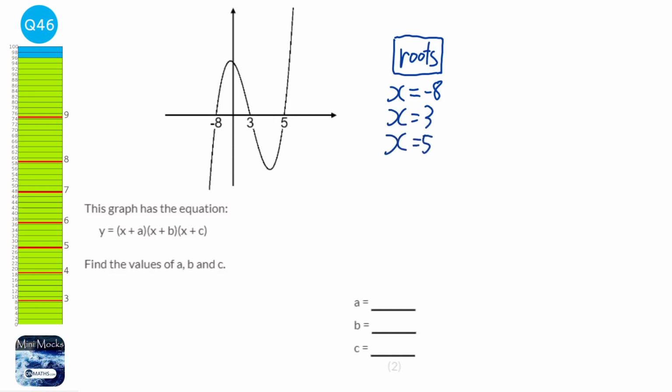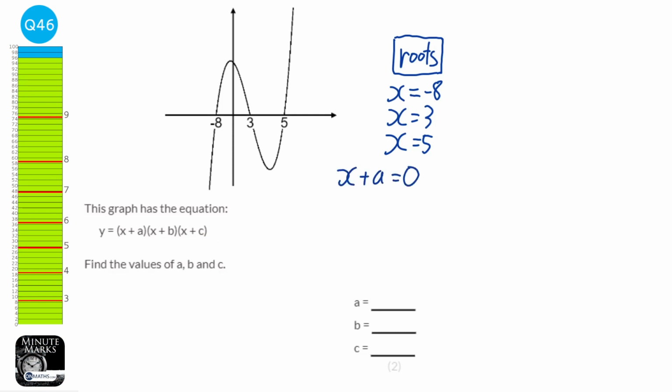Now, what is special about roots? Well, roots are where the graph equals 0. It's where y is 0. And the only way to get to 0, looking at this, is if one of these brackets is 0. So we're going to say, okay, well, let's have a look at the first one, x plus a. Let's get that equal to 0.